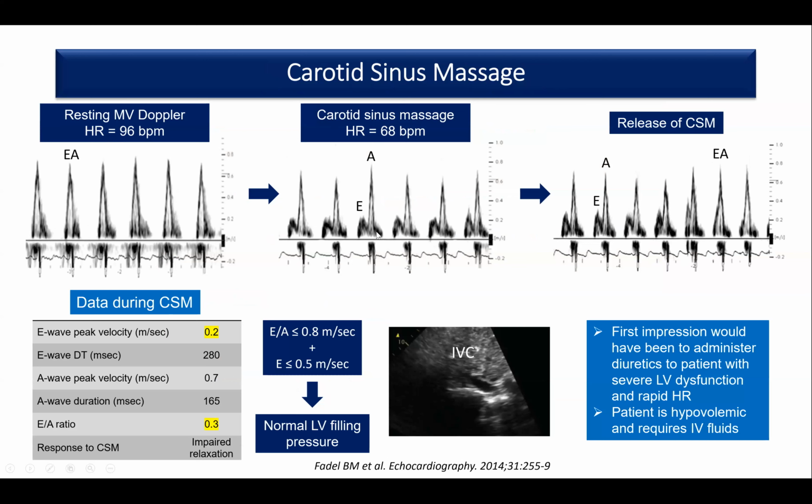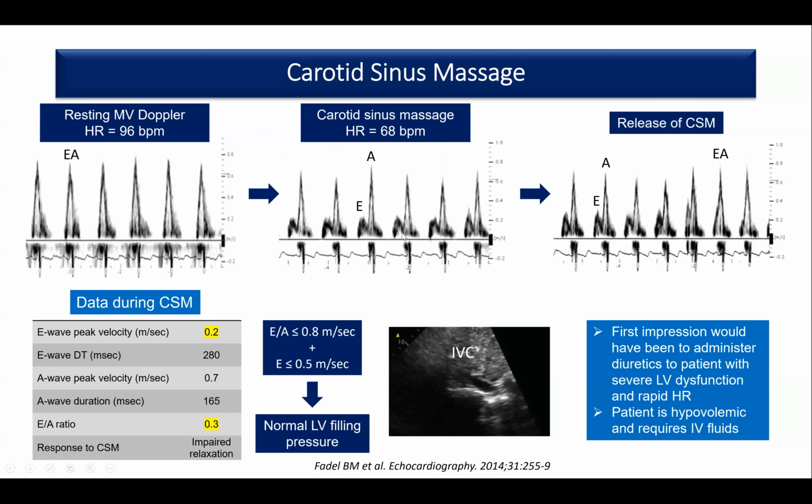tall A velocity. And once we released, you see the heart rate came down with the carotid sinus massage from 96 to 68 beats per minute. And once we release the carotid sinus massage, you can see after the release how the EA are fusing, and they went back and fused together.